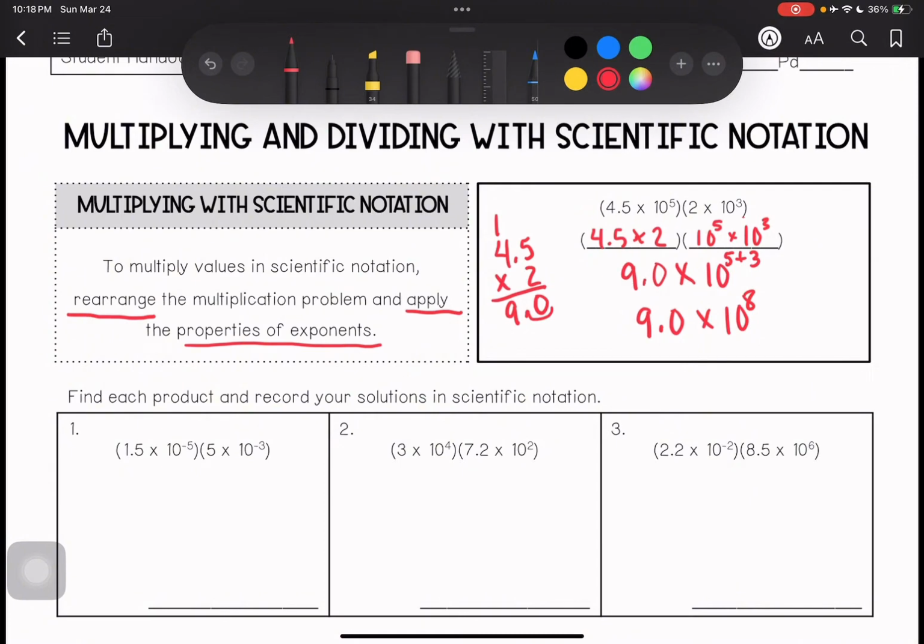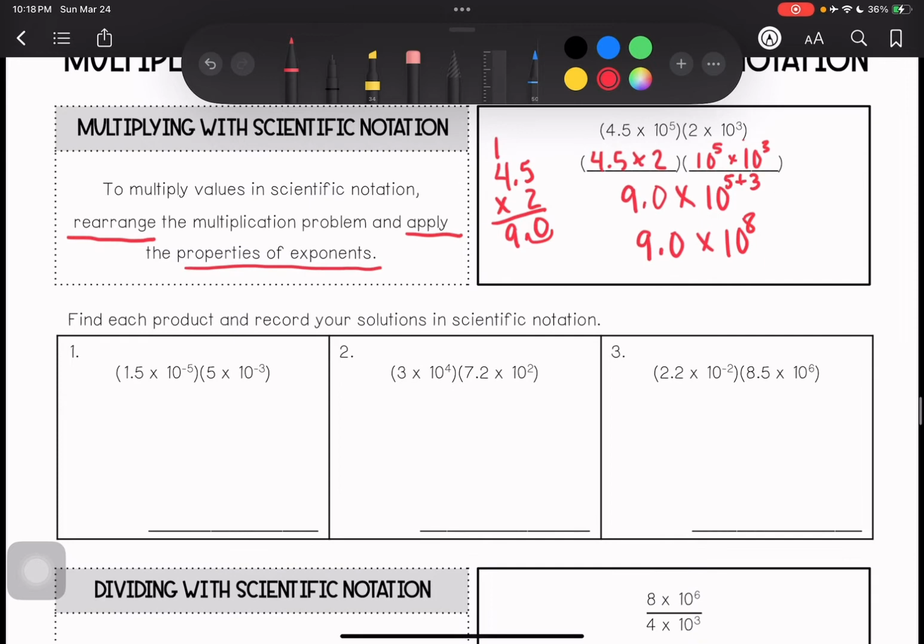So let's look at numbers 1, 2, and 3. It says find each product and record your solutions in scientific notation. The word product means to multiply, and solution means the answer in scientific notation. Remember, scientific notation is a number that's greater than or equal to 1 but less than 10, times a power of 10. That's what scientific notation is. So we want to make sure that we write our final answer as a number between 1 and 10 times a power of 10.